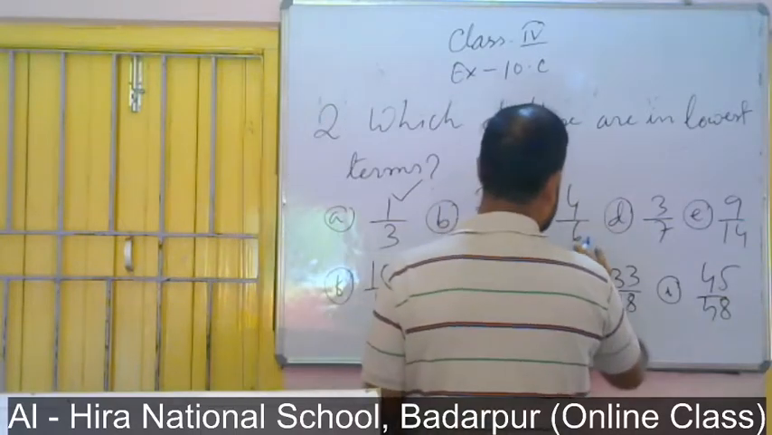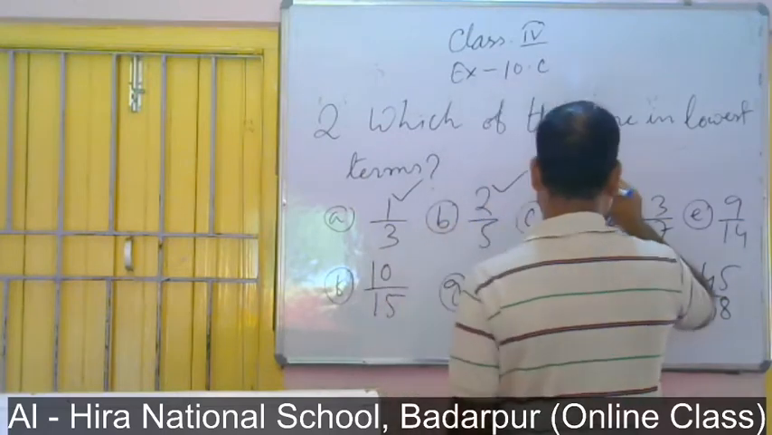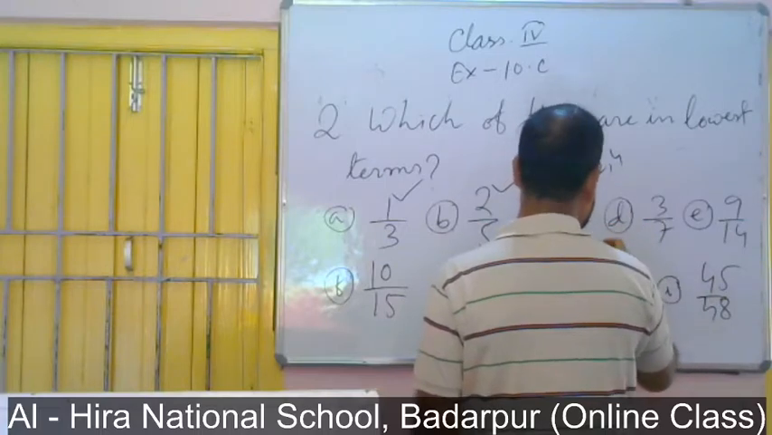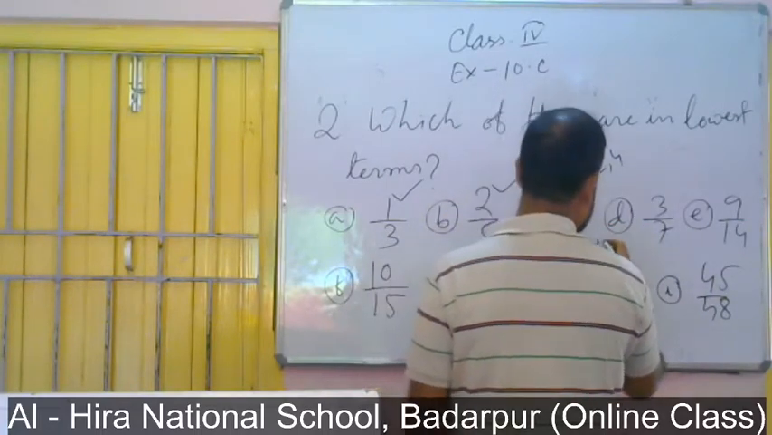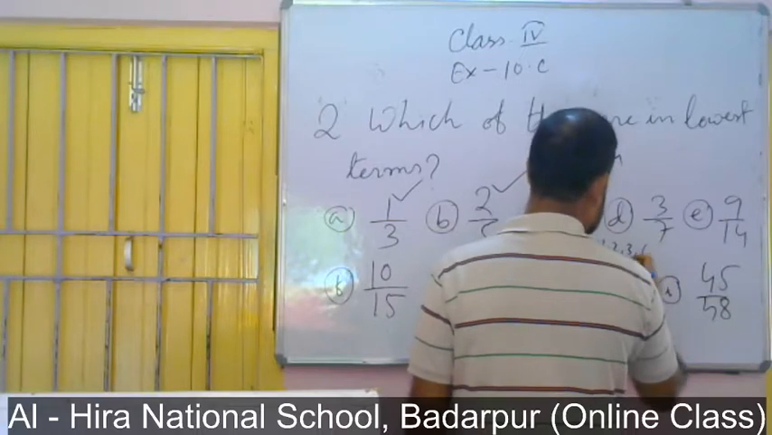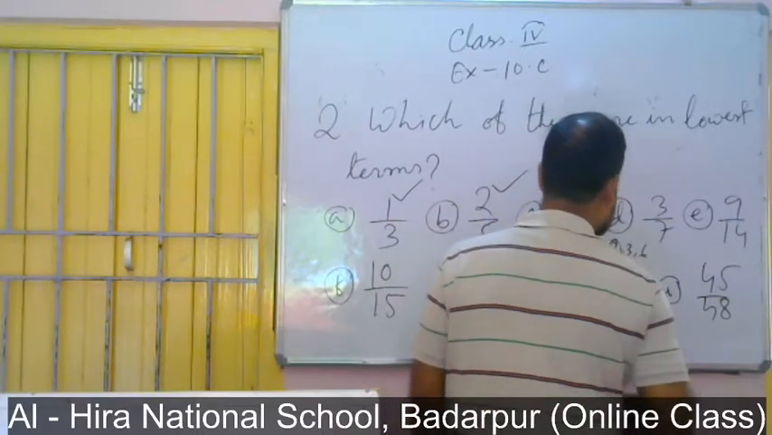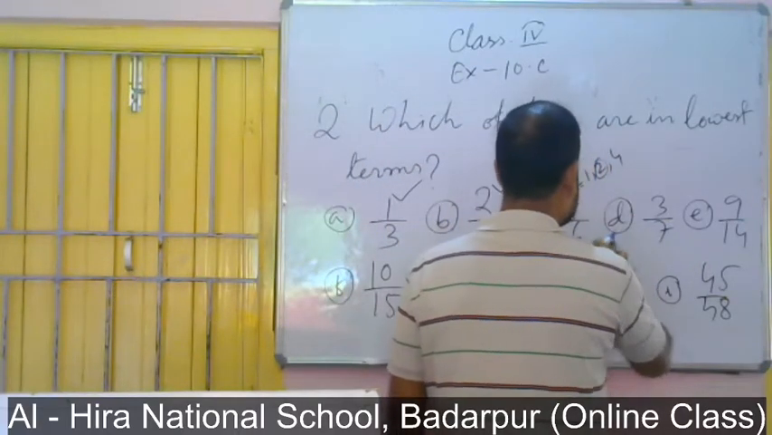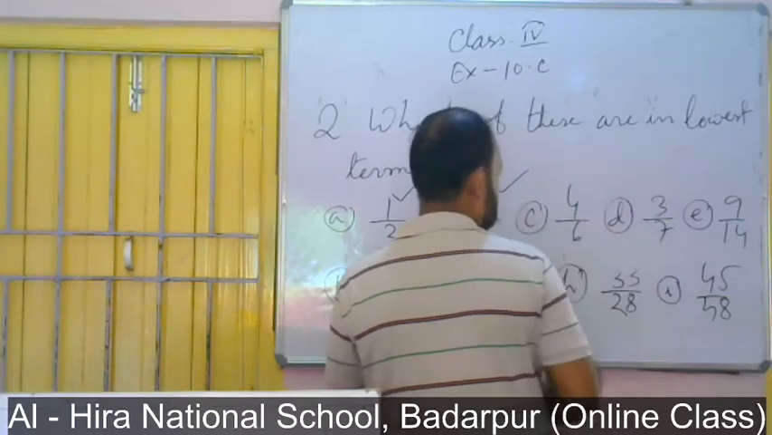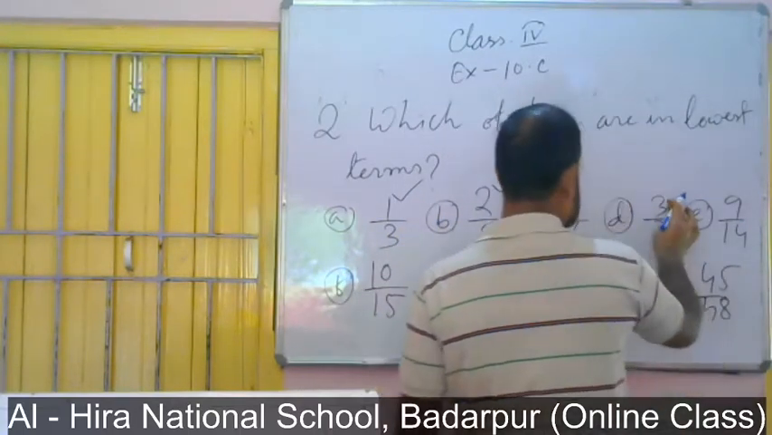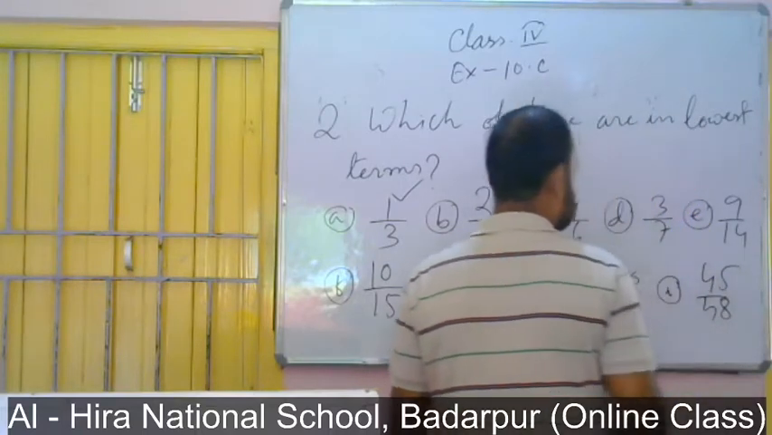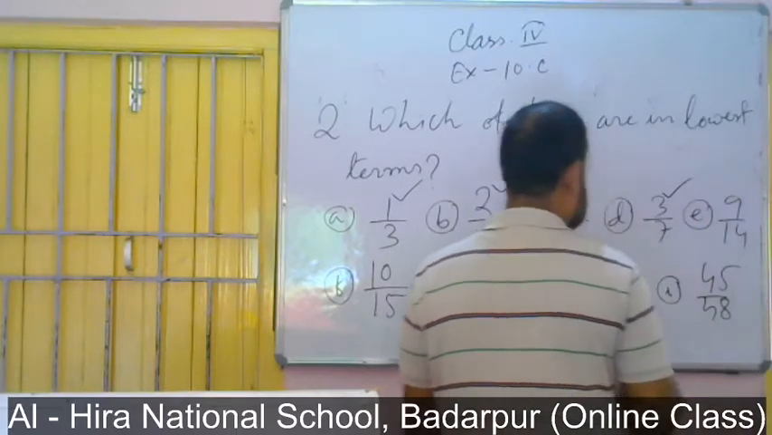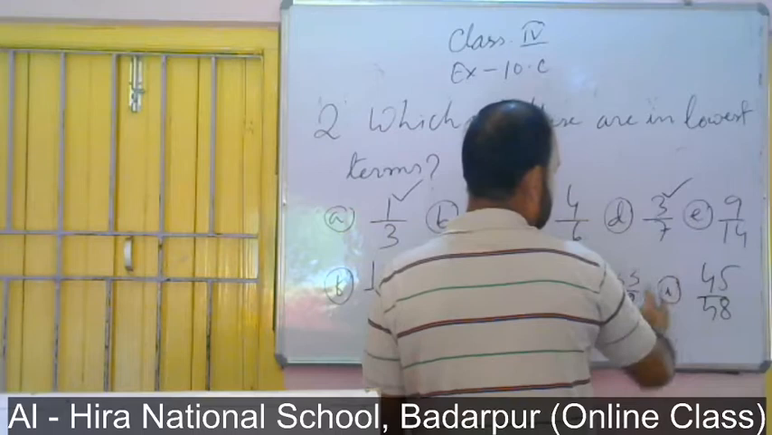Here 4 and 6. If we take out the factors of 4, then we get 1, 2, 4. And if we take out the factors of 6, then we get 1, 2, 3, 6. So here 2 is common. So this one is not lowest term. Next 3 by 7, 3 is prime number and 7 is also prime number. So only common factor is 1. So that's why 3 by 7 is lowest term.